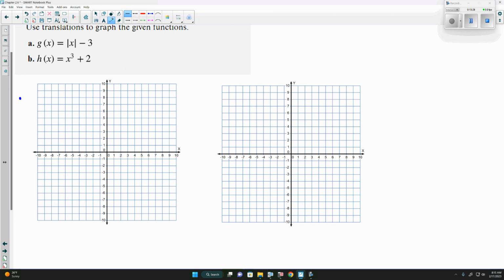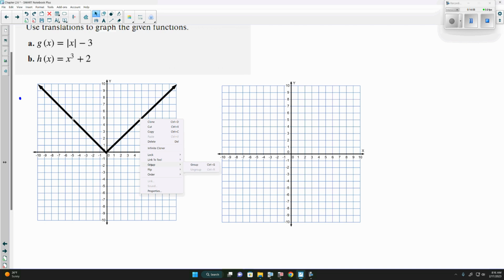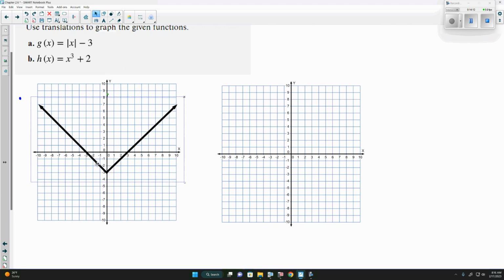So if we're looking at this here, now what I just drew is the absolute value function, absolute value of x. This is the parent function. So for A, the absolute value of x minus 3. All we're saying is that we're taking this function and moving it down 3 units. That's it. That's all the minus 3 is telling us.